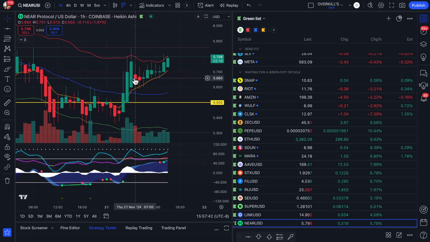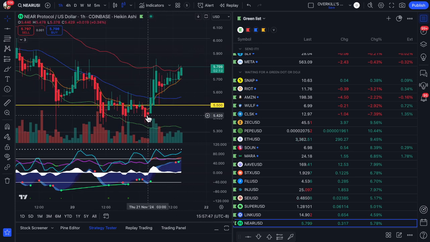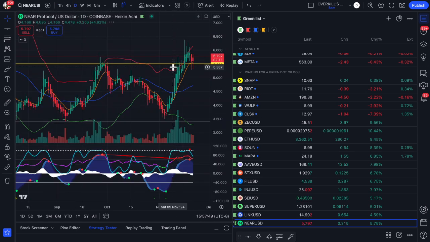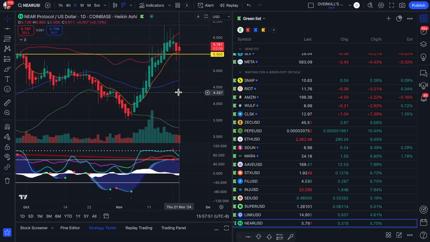You guys notice we sold off a little bit today, and then that news about Gary Gensler came out, and then we just started to skyrocket, right? We started to go right back up. So the buyers are definitely in control here.